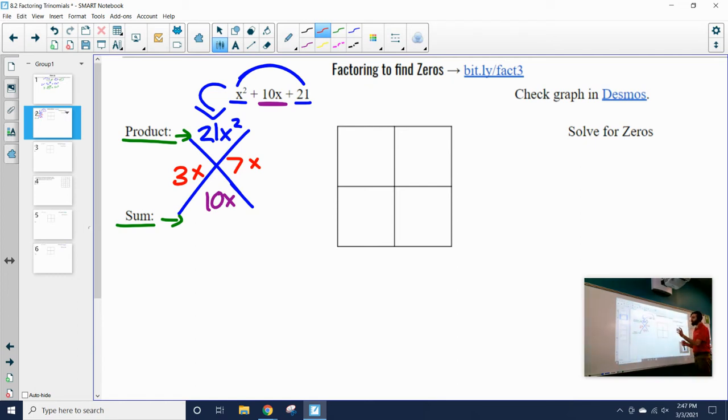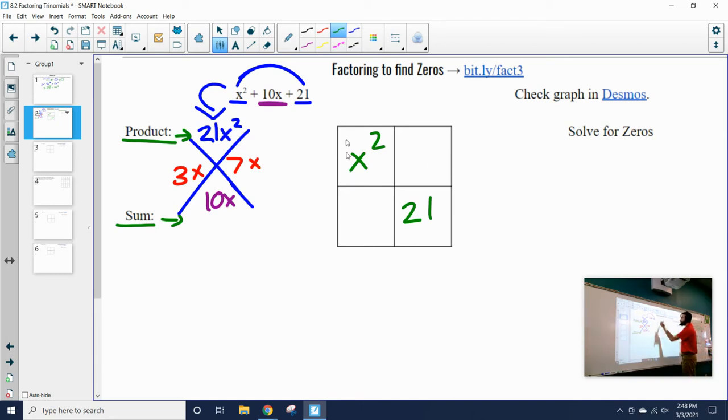Next thing, now that I have these two numbers, I can fill out my box. I'm going to start filling out my box. In the top left-hand quadrant, we are always going to put our first value, which is our x squared. In the bottom right-hand quadrant, we're going to put in our last number, the constant, the 21. So the first x squared is always going to go in the top left-hand. The constant number at the very end of your function is always going to go in the bottom right-hand.